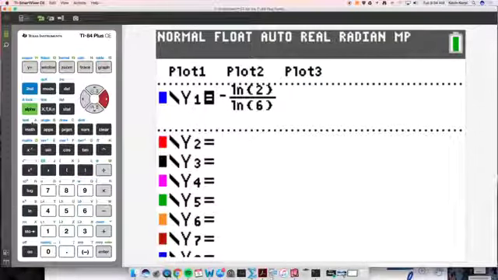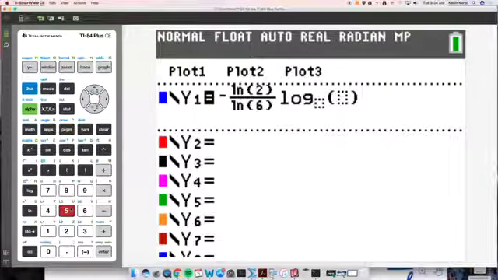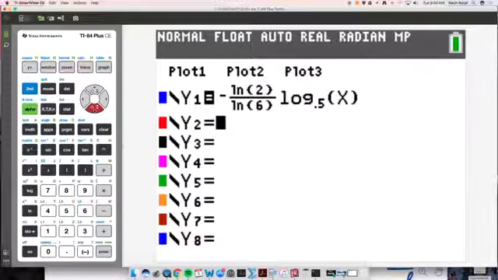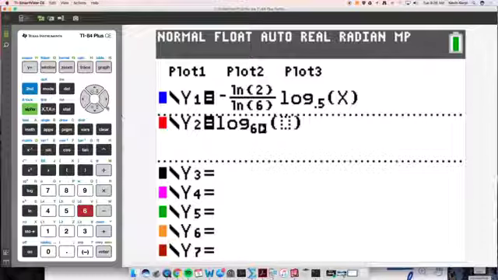Now, to type in log base 1/2 of x, remember, you can hit alpha window and then select number 5. That's what's nice about MathPrint. You could type in the base as 0.5, which is the same as a half, and type in your x. In the blue one now, we'll just type in log base 6 of x. So that's alpha window, choose number 5 again, log base 6 of x.